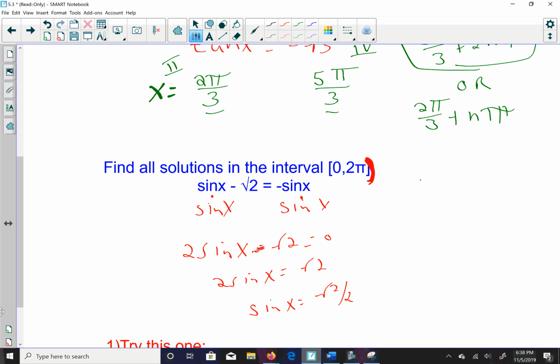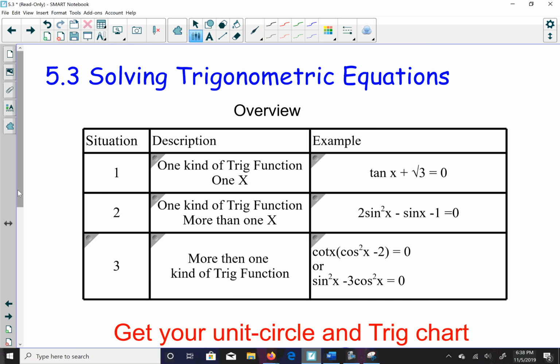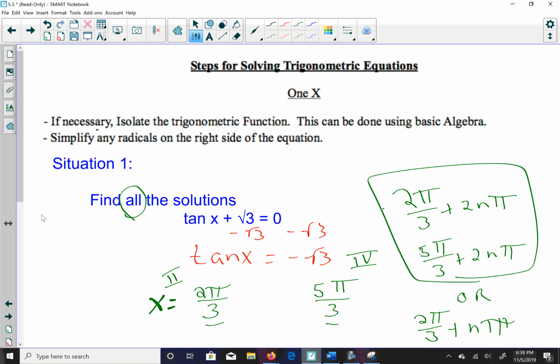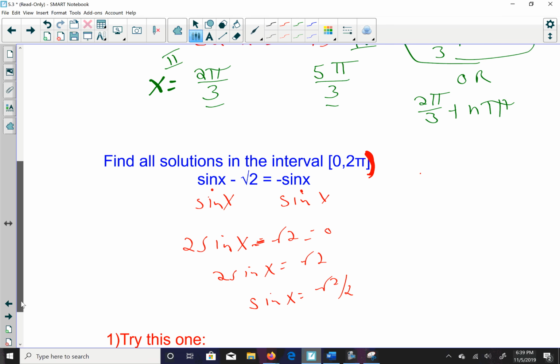And this is the exact same situation we ran into back here. If you remember, I can go back. That's the same situation that we ran into back here, where the sine of x was equal to the square root of 2 over 2. And I gave the answers of pi over 4 and 3 pi over 4. Those are still going to be the same problem, basically. I just had to work a little bit.